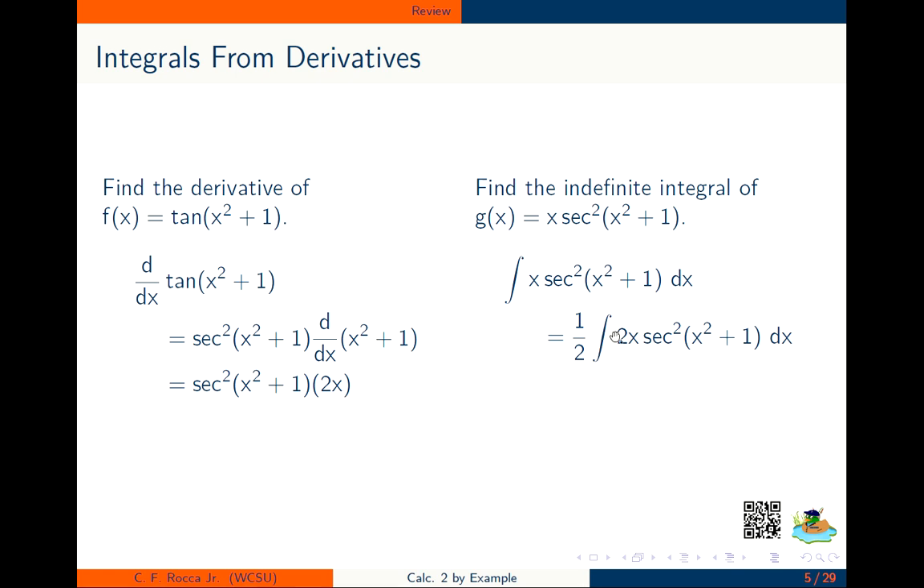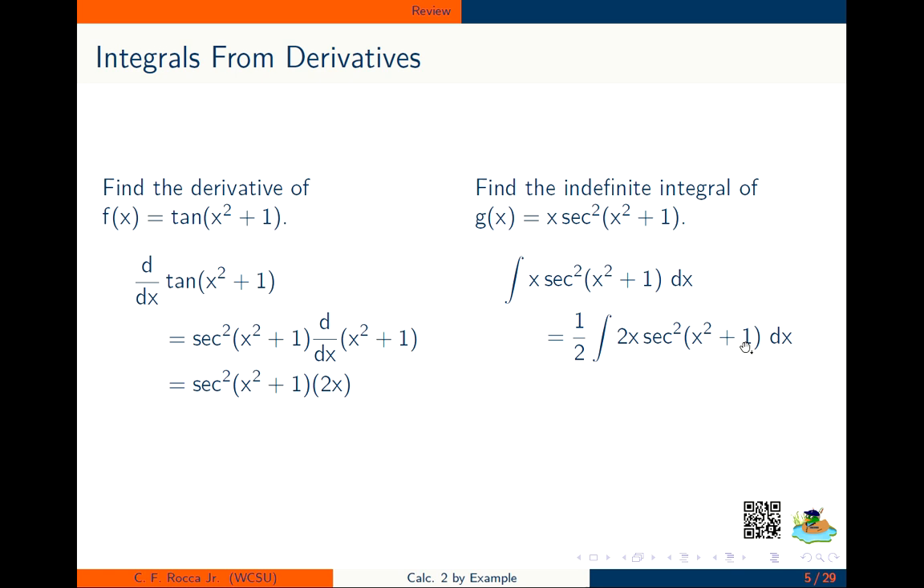So I'm going to put a 2 on the inside and a 1/2 on the outside, because 2 times 1/2 is 1, and so they balance one another out. Okay, you could always multiply by a form of 1. Now the inside looks just like our answer that we had previously when we took a derivative.